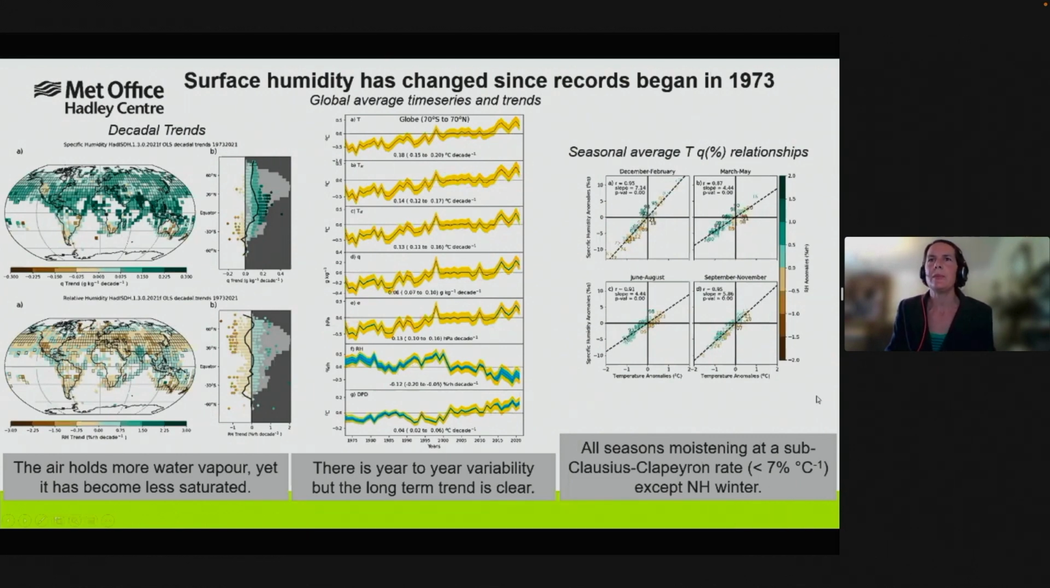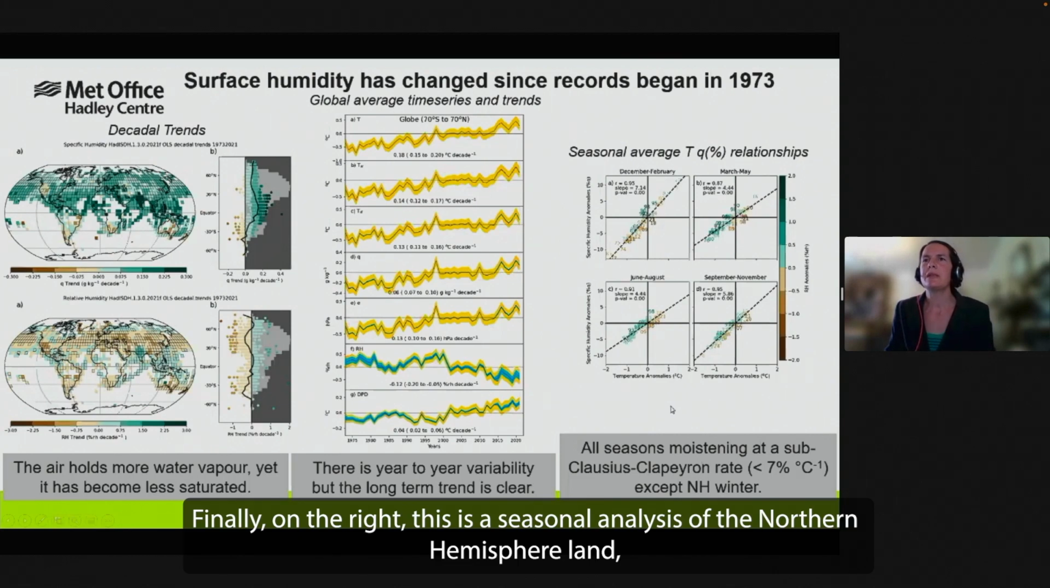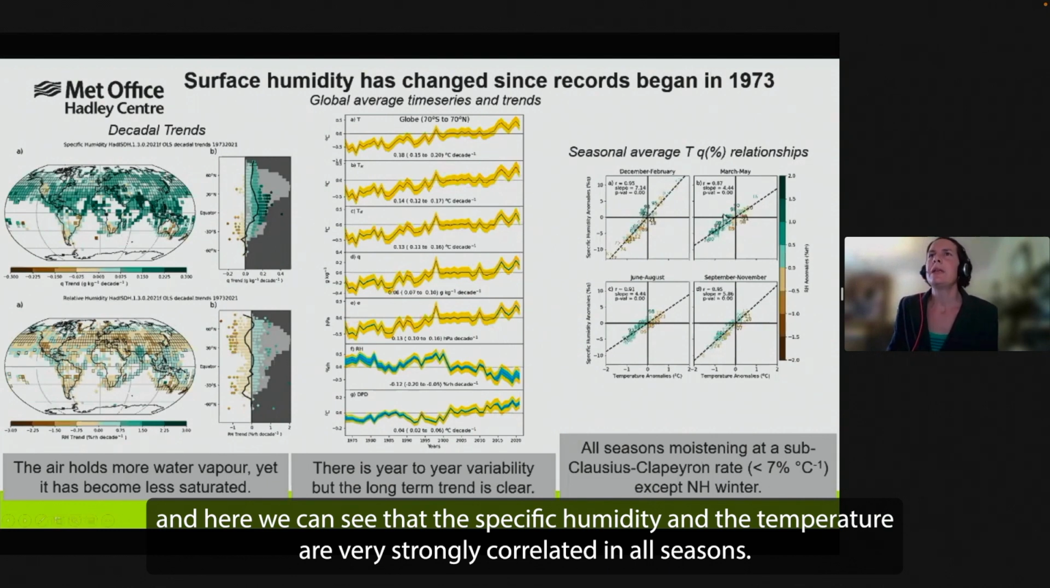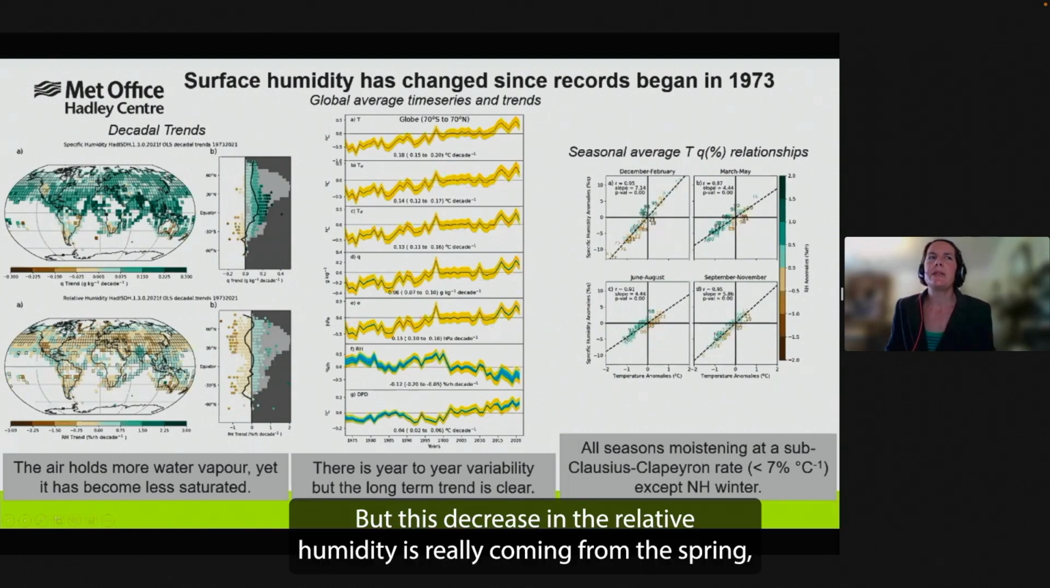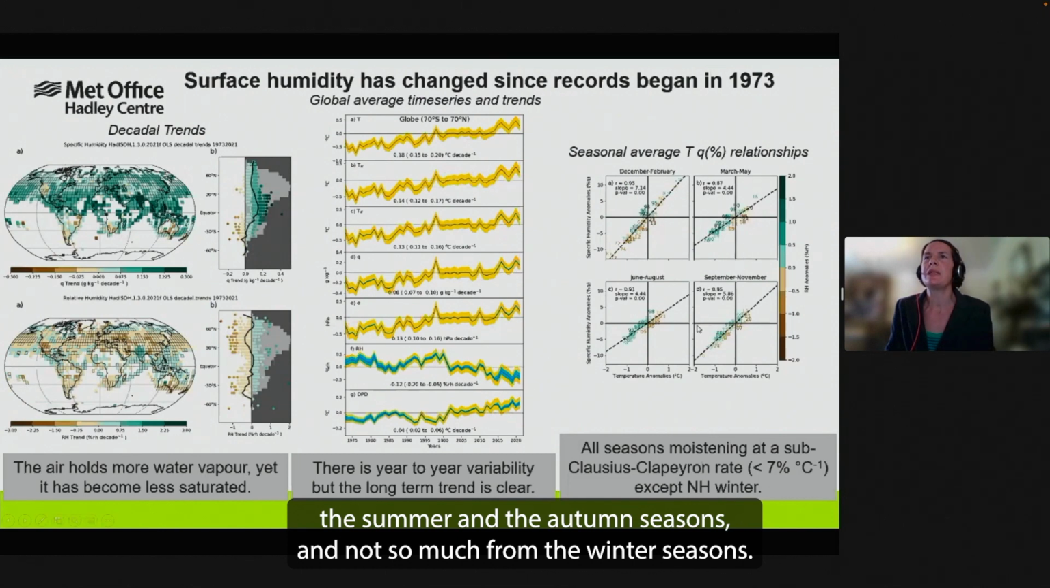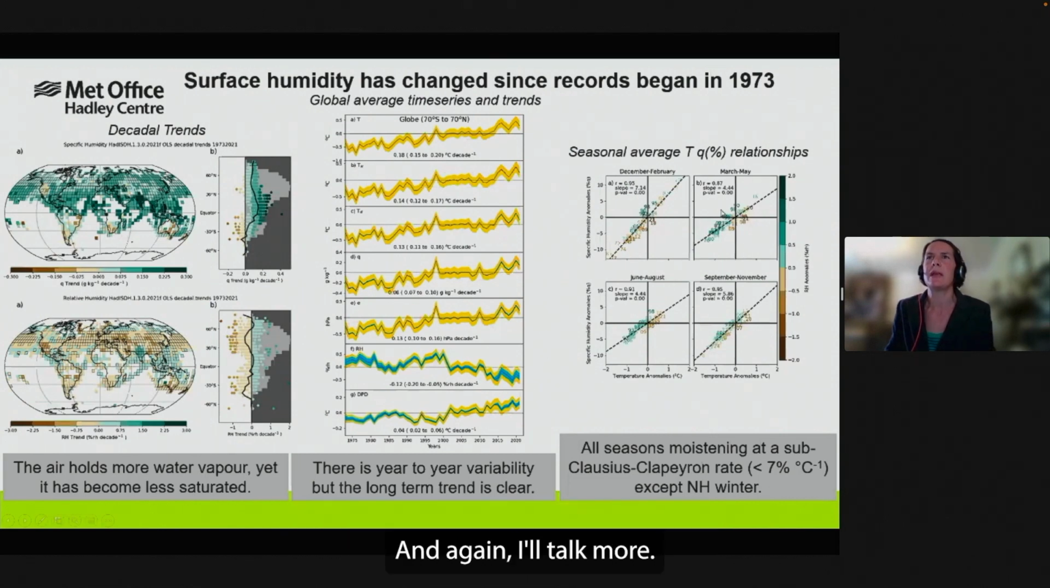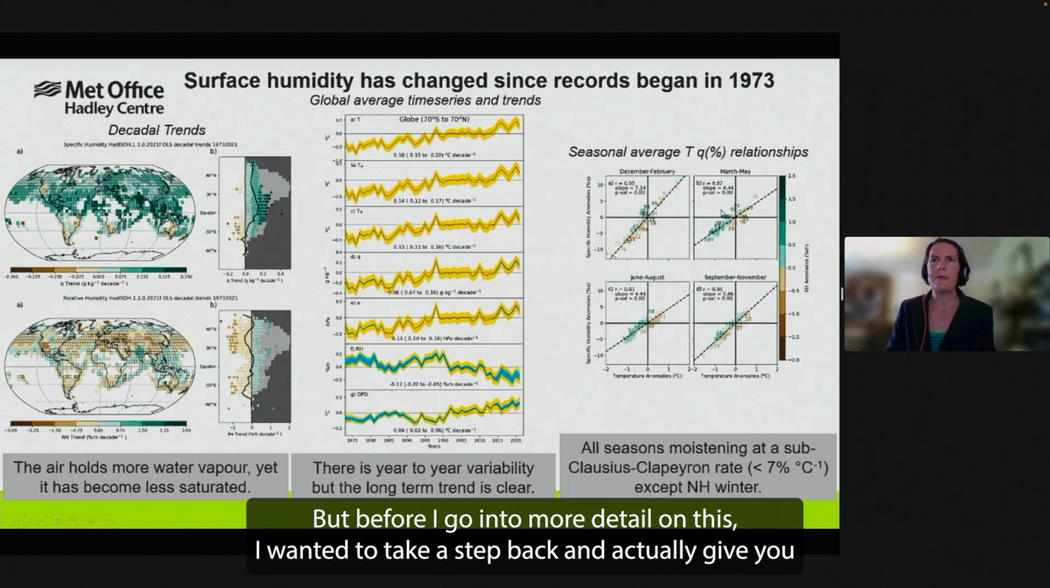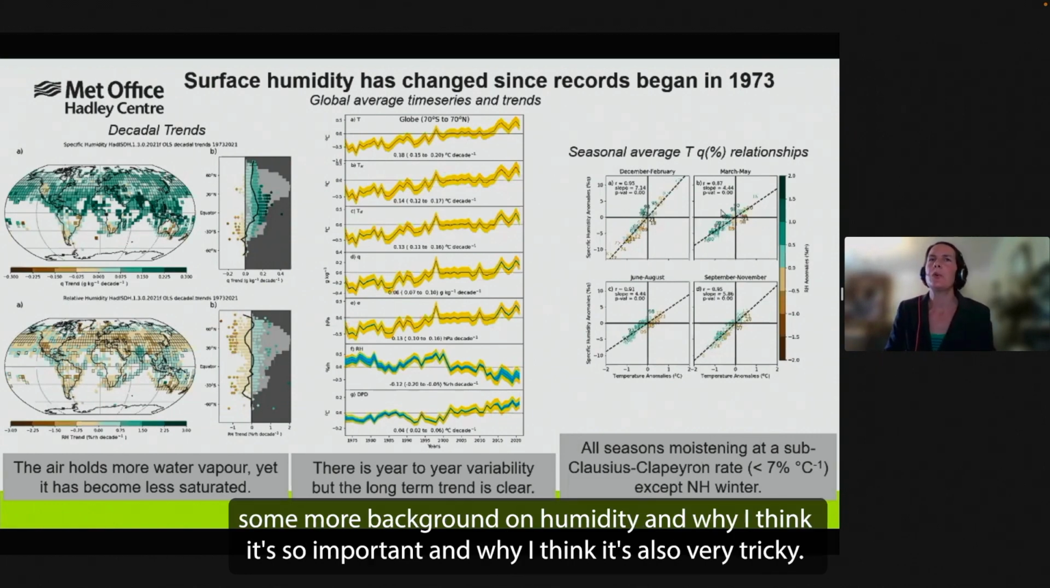Finally, on the right, this is a seasonal analysis of the Northern Hemisphere land. And here we can see that the specific humidity and the temperature are very strongly correlated in all seasons. But that this decrease in the relative humidity is really coming from the spring, the summer and the autumn seasons, and not so much from the winter seasons. And again, I'll talk about that more. But before I go into more detail on this, I wanted to take a step back and give you some more background on humidity and why I think it's so important and also very tricky.